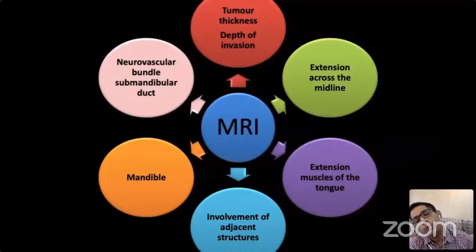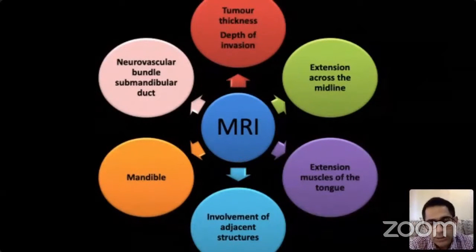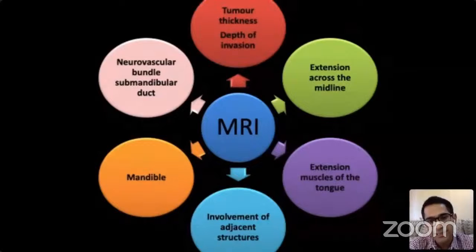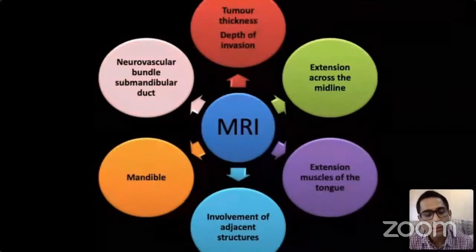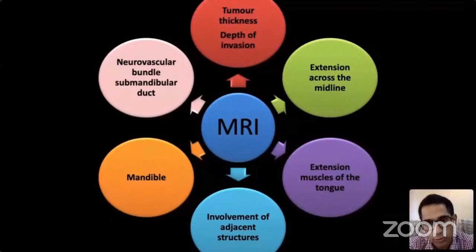What MR helps you assess while doing an MR of the tongue is tumor thickness and depth of invasion. The depth of invasion concept is very important because it is the current AJCC 8th guideline for staging the tumor. If you understand the concept of depth of invasion, then you can adequately stage the tumor.